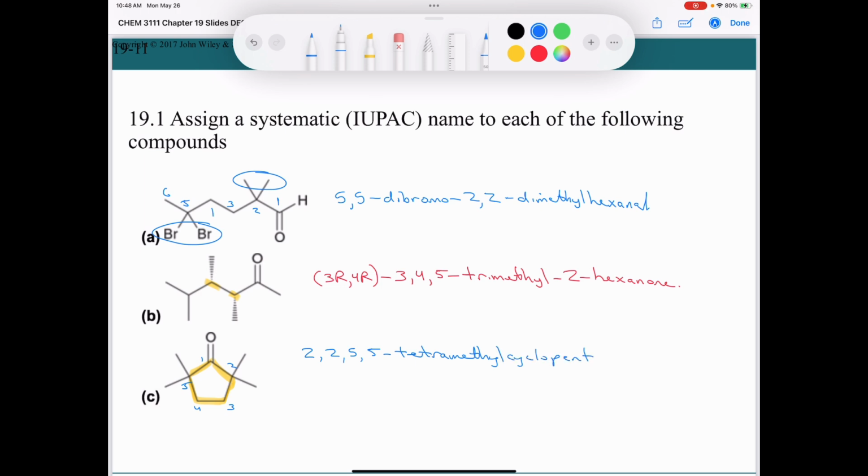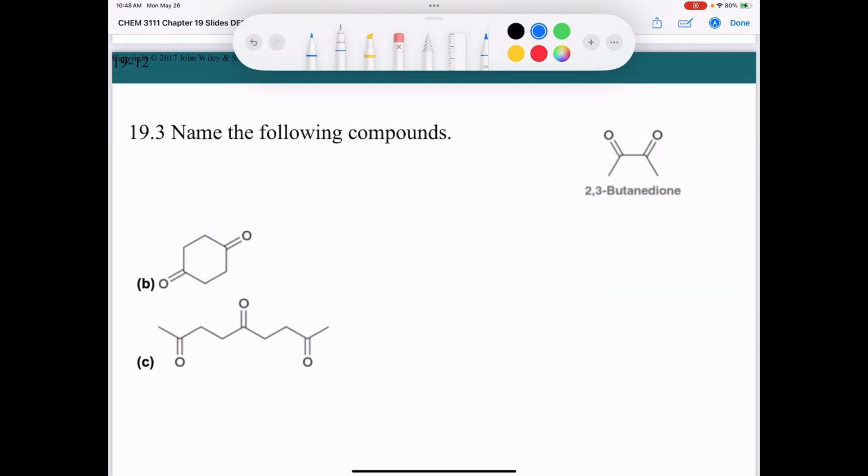And this next question here, I didn't go over this in the body of the video, but I think you should know how to name a diketone or even a triketone. And if you have 2 carbonyls, we call that a dione. And if you have 3, we call that a trione. And you can see an example is shown here. The longest carbon chain, 1, 2, 3, 4. So this would be 2,3-butanedione.